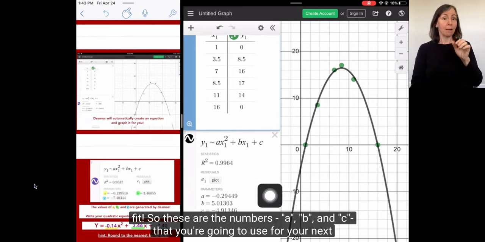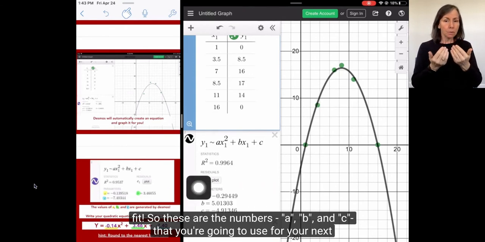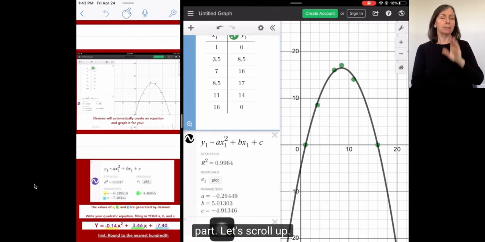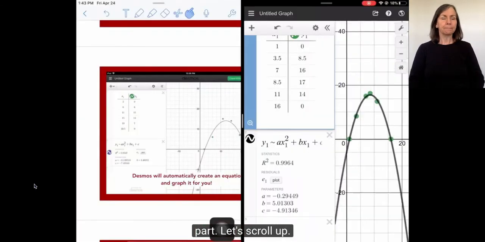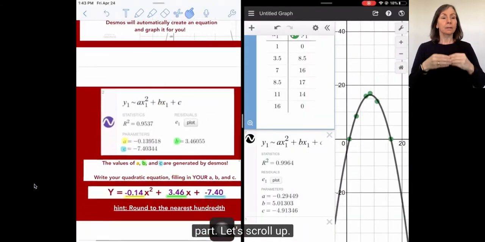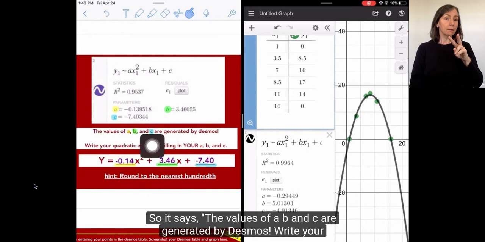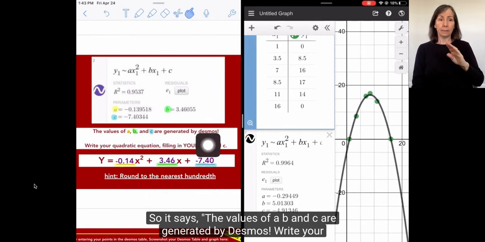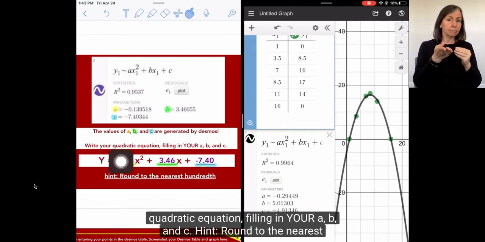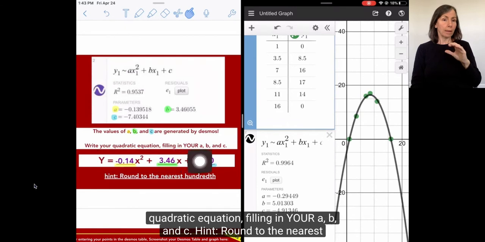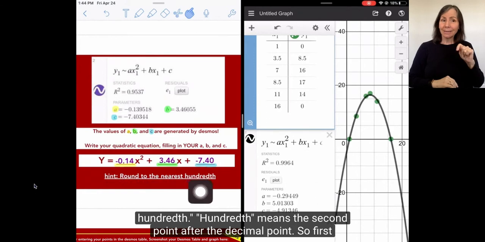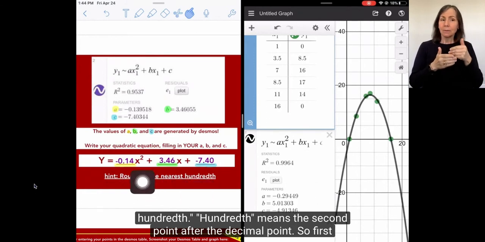So these are the numbers A, B, and C that you're going to use for your next part. Let's scroll up. So it says, the values of A, B, and C are generated by Desmos. Write your quadratic equation filling in your A, B, and C. Hint, round to the nearest hundredth. Hundredth means the second point after the decimal point.